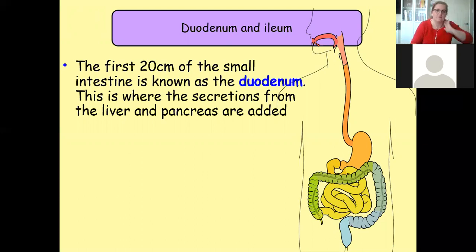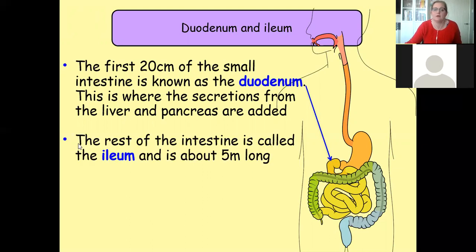The first 20 centimeters of small intestine is known as the duodenum, and this is where the secretions from the liver and the pancreas are added. So that's where those pancreatic juices are added. That is this first 20 centimeters here, the duodenum. Then we call the rest of the intestine the ileum, and that's about 5 meters long. So technically the whole thing is the small intestine. The first small section is the duodenum, and then the rest of the small intestine is the ileum.